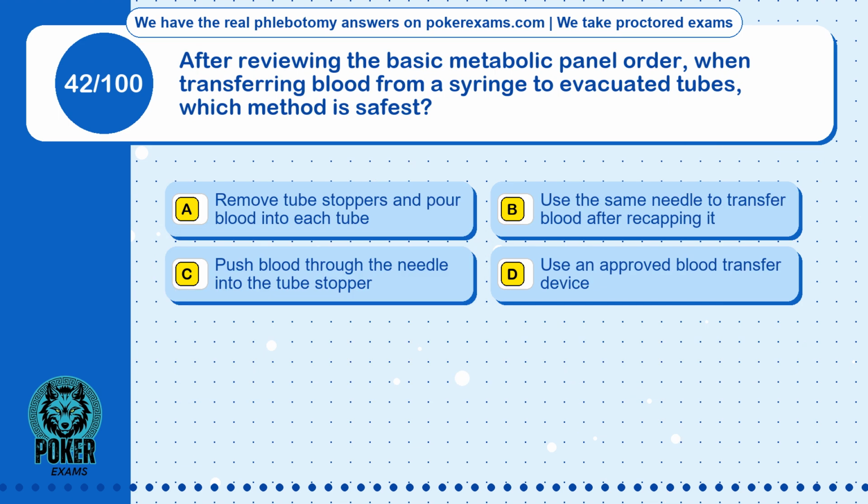Question 42. After reviewing the basic metabolic panel order, when transferring blood from a syringe to evacuated tubes, which method is safest? Option A. Remove tube stoppers and pour blood into each tube. Option B. Use the same needle to transfer blood after recapping it. Option C. Push blood through the needle into the tube stopper. Option D. Use an approved blood transfer device.